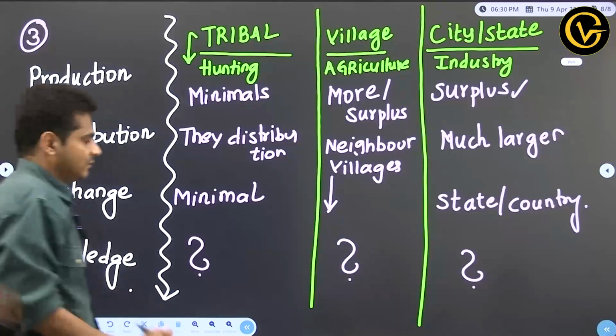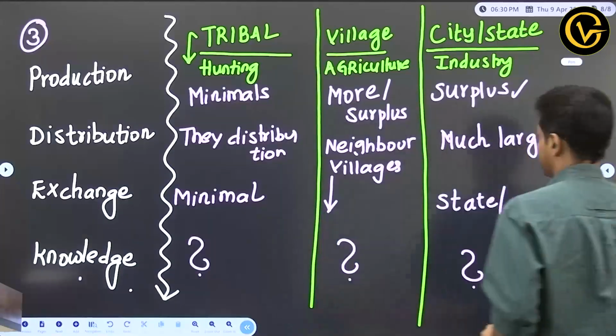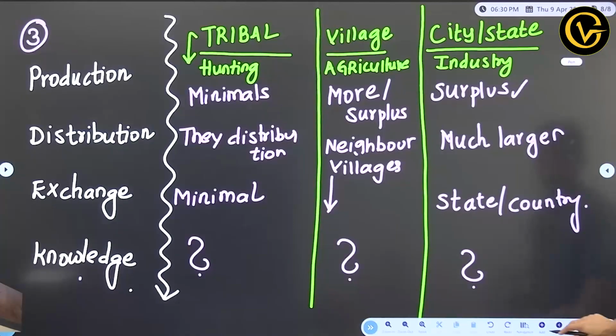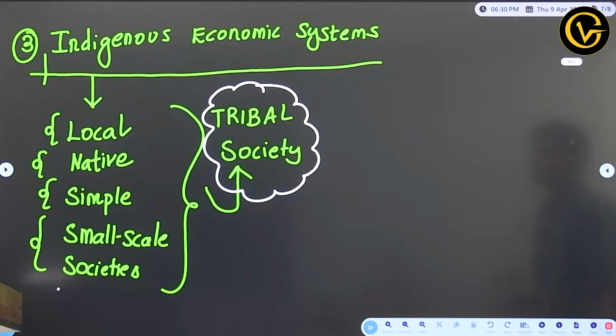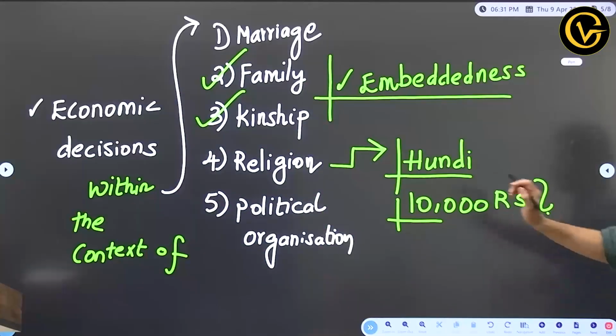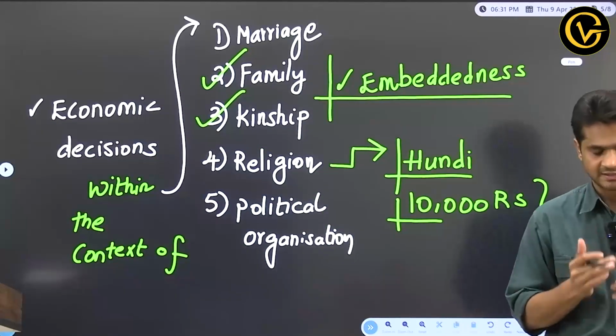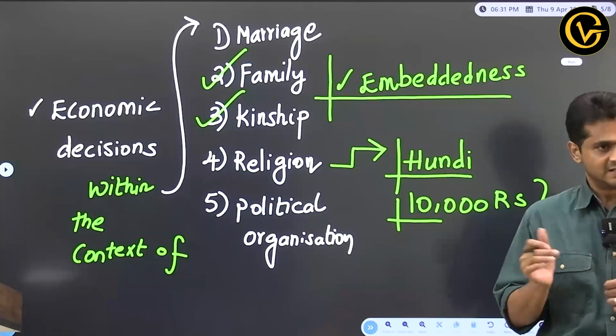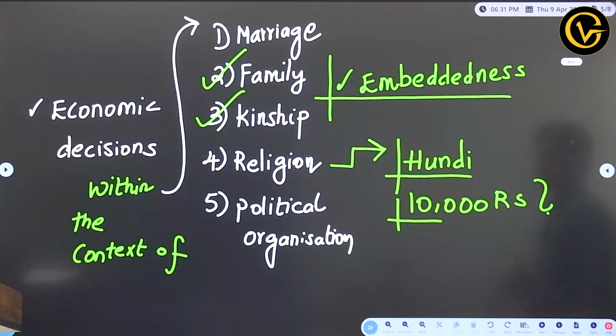Okay? Indigenous economic systems, like tribal societies, they are local, they are native, they are simple, they are small scale, but they also have production, distribution, exchange, and their own knowledge. And economic anthropology also is interested in the study of this, especially interested in the study of these indigenous economic systems. Okay?